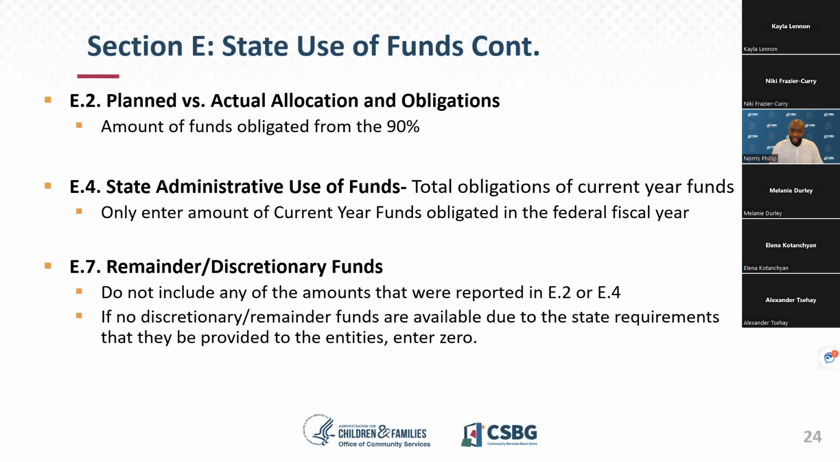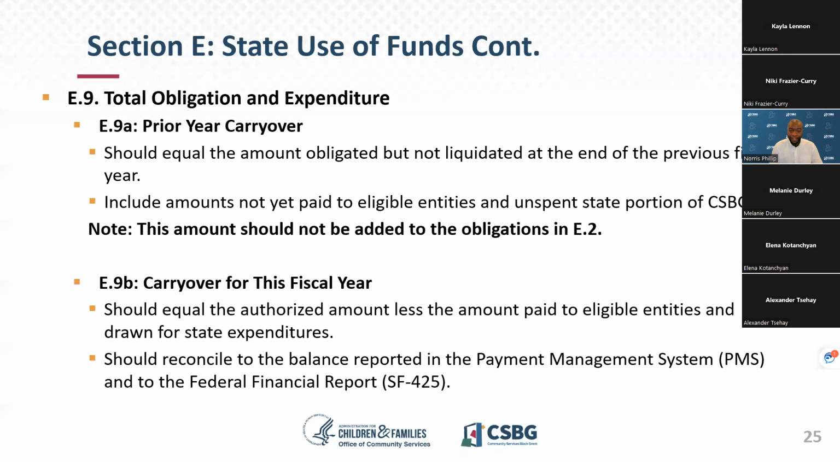In Section E9, OCS collects data on total obligations and expenditures to ensure proper allocation of the community service block grant funds. By reviewing this information, OCS can verify that at least 90% of the funds are distributed to eligible entities, no more than 5% is used for administrative activities, and that no more than 5% of discretionary funds are utilized for discretionary activities.